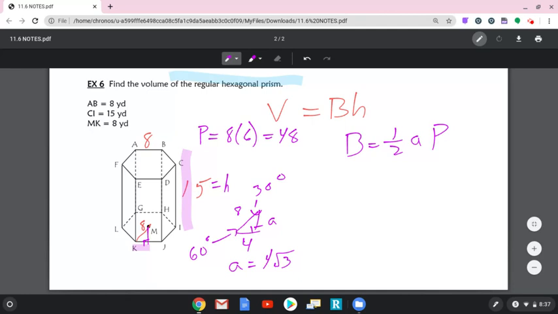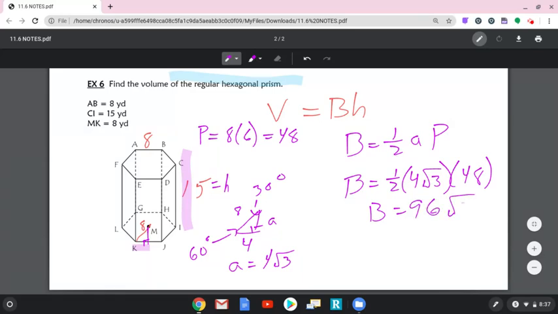So now that I have these values, I can plug this in. I can find my base area. My base area is 1/2 A, which is 4 root 3, times my perimeter, which is 48. And when I simplify that, I'm going to get 96 root 3 as my base area.